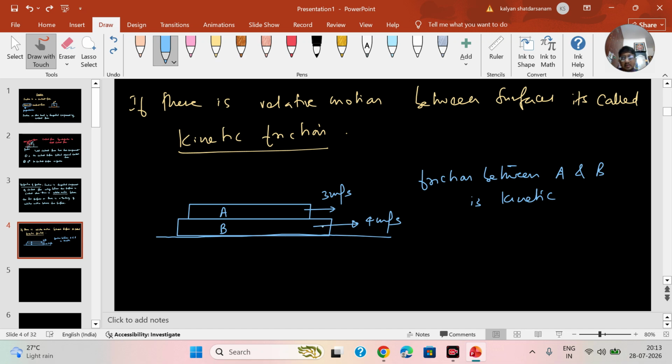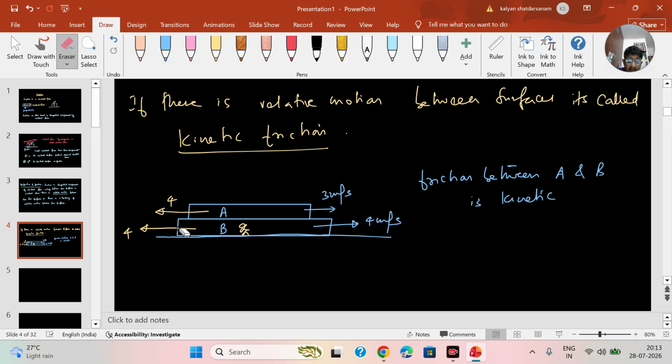What is meant by relative motion? Now look here. If you stand on B and observe A, it should be moving. Don't you think so? If you go to B's frame, how to go to B's frame? Whatever is B's velocity, add negative of that to B also and to A also, and to ground, to river, trees, everything you add. So now effectively B's velocity is 0. Why? Because it was 4 to the right and you added 4 to the left.